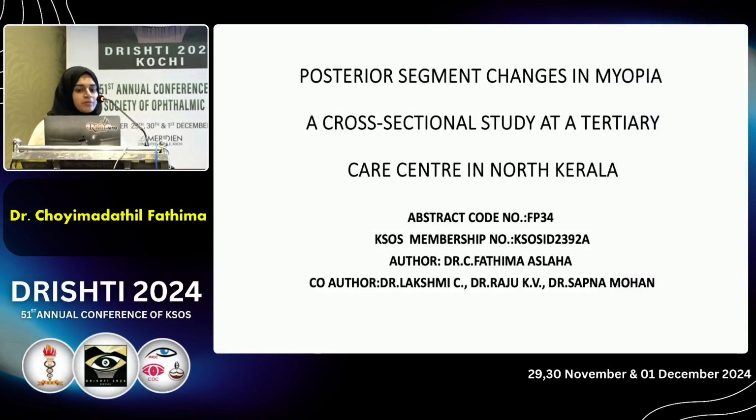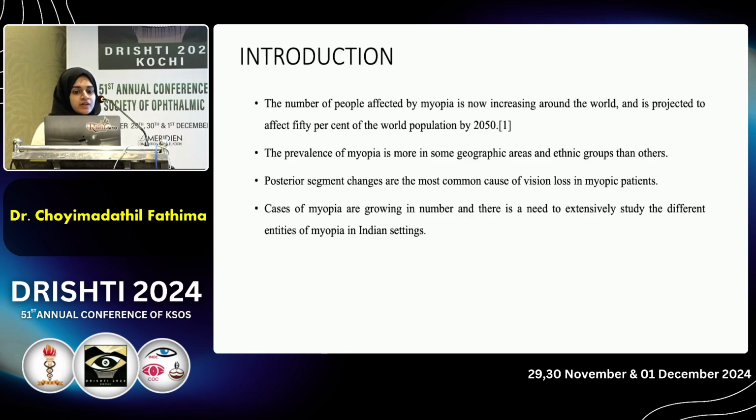Good afternoon. My topic is posterior segment changes in myopia, a cross-sectional study at a tertiary care center in North Kerala. The number of people affected by myopia is now increasing around the world and is projected to affect 50% of the world population by 2050. The prevalence of myopia is more in some geographic areas and ethnic groups than others. Posterior segment changes are the most common cause of vision loss in myopic patients. Cases of myopia are growing in number, and there is a need to extensively study the different entities of myopia in Indian settings.